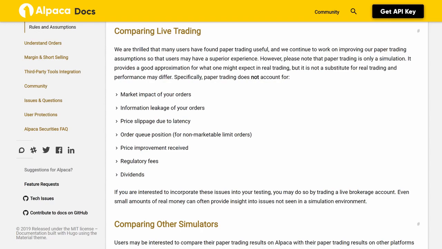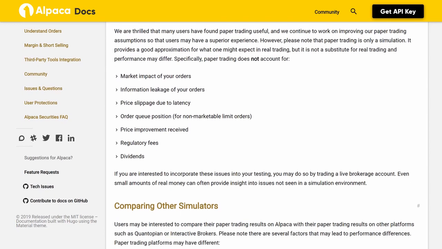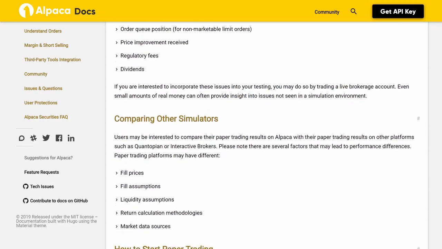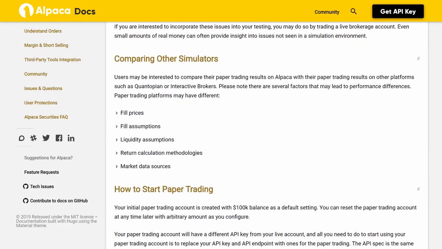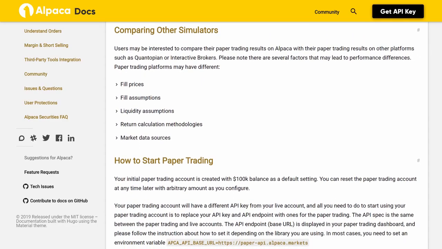Comparing other simulators. Users may be interested to compare their paper trading results on Alpaca with their paper trading results on other platforms such as Quantopian or Interactive Brokers. Please note there are several factors that may lead to performance differences. Paper trading platforms may have different fill prices, fill assumptions, liquidity assumptions, return calculation methodologies, market data sources.